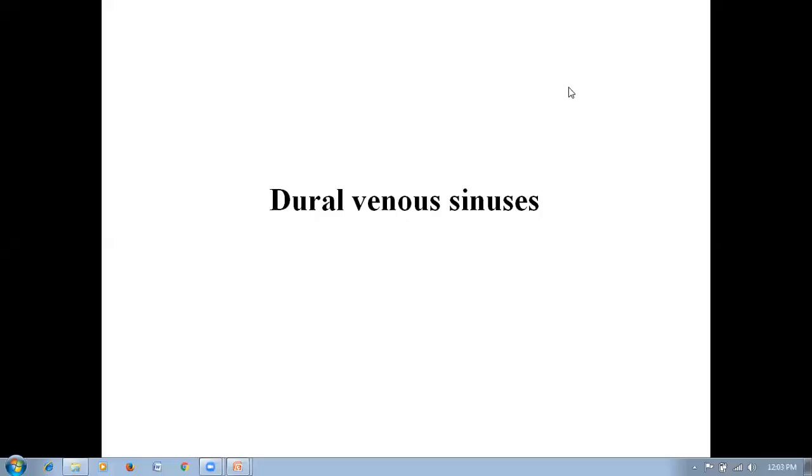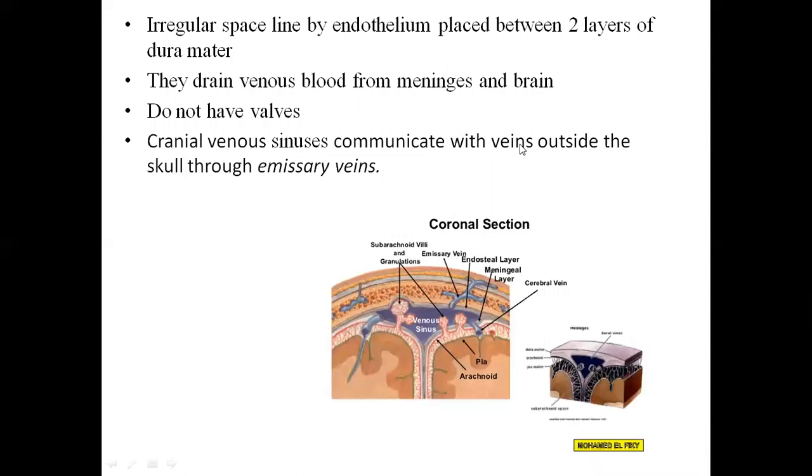So let's see about dural venous sinuses. To understand dural venous sinuses, you need to understand three coverings of the brain. They are, from outer to inner: dura mater, arachnoid mater, pia mater.